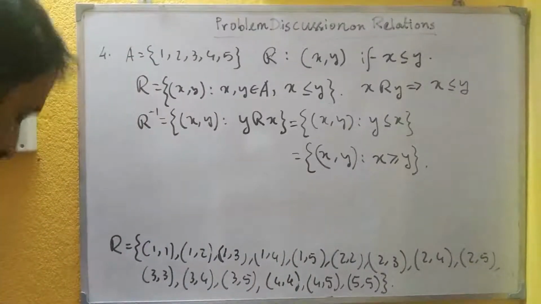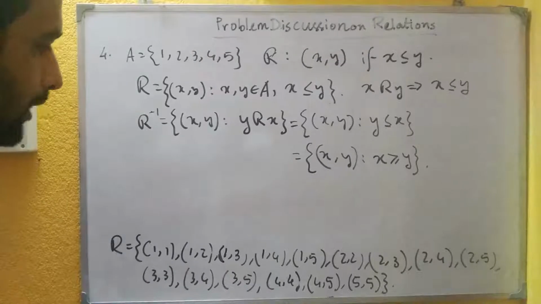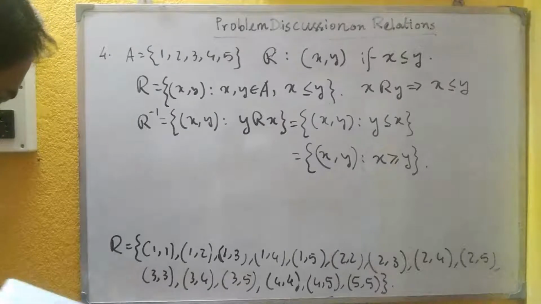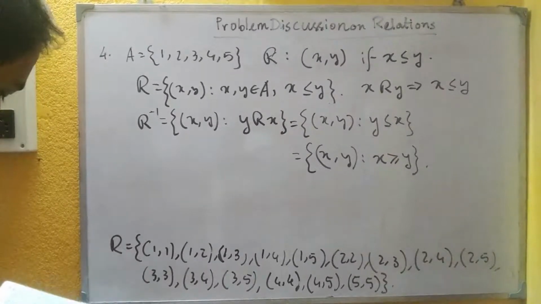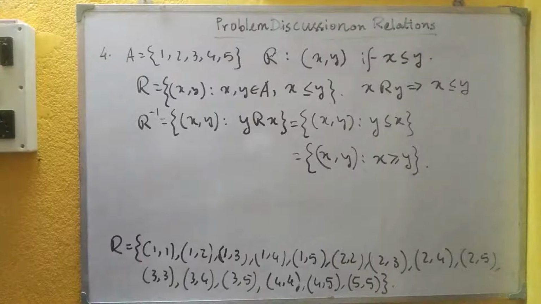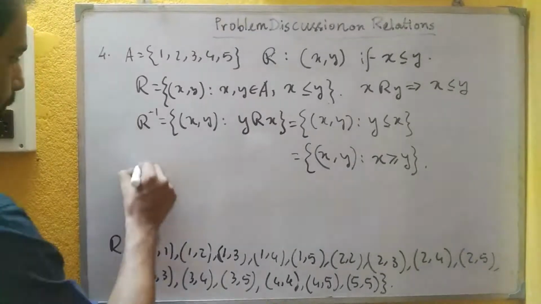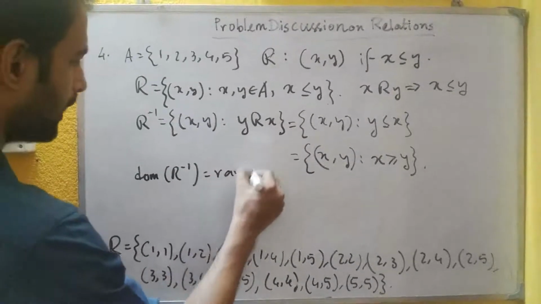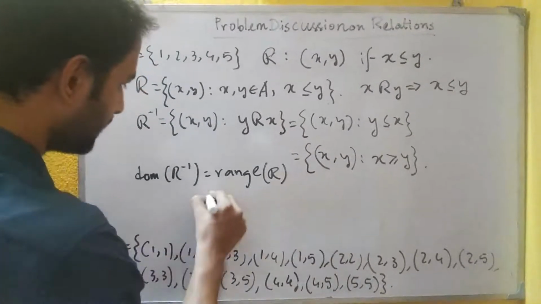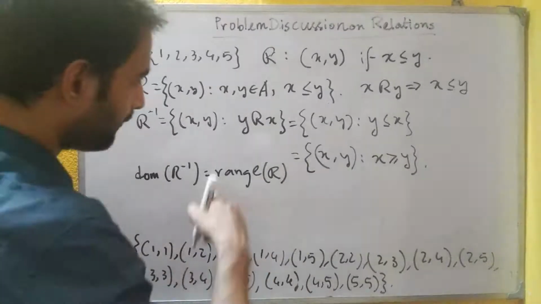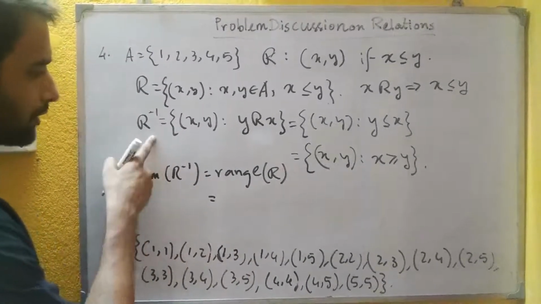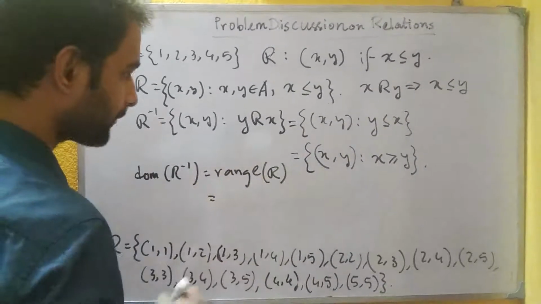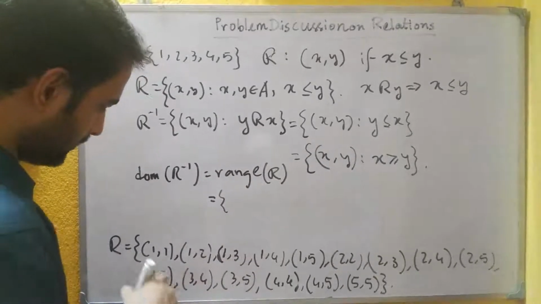So that will be your work to do. Next, what we have to find is the domain of R inverse and the range of R. As we have seen previously, the domain of R inverse is the same as the range of R. So I am writing the range of R here. You will verify after writing R inverse in roster form that the domain of R inverse is becoming the same set.